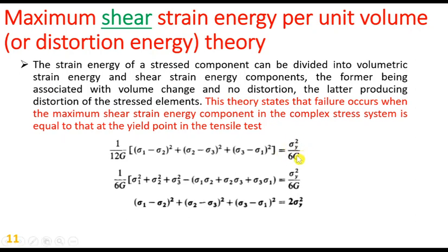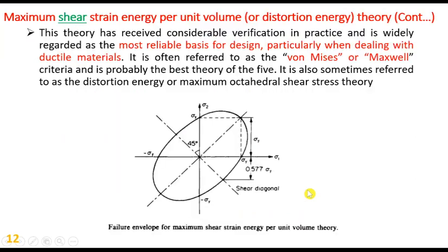So again, that is the value for strain energy. And for yield, we will put sigma y. And for a 3D system, it will be equal to this. And you equate, and the criteria will be sigma 1 minus sigma 2 whole square plus sigma 2 minus sigma 3 whole square plus sigma 3 minus sigma 1 whole square is equal to sigma y square.